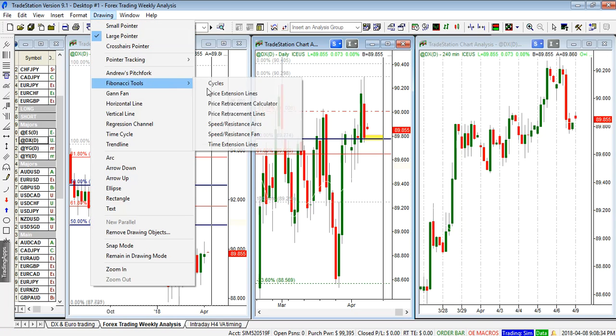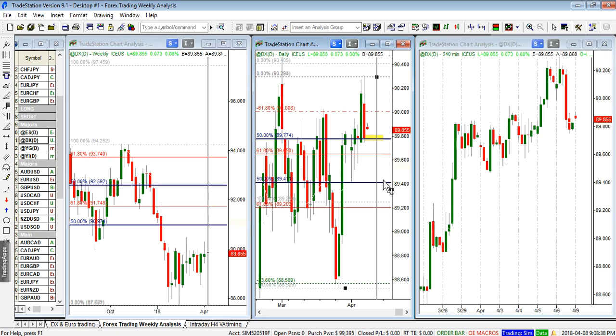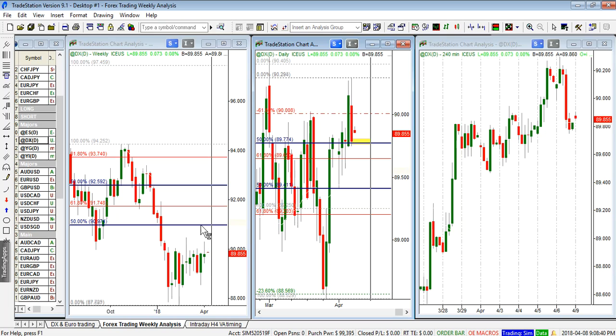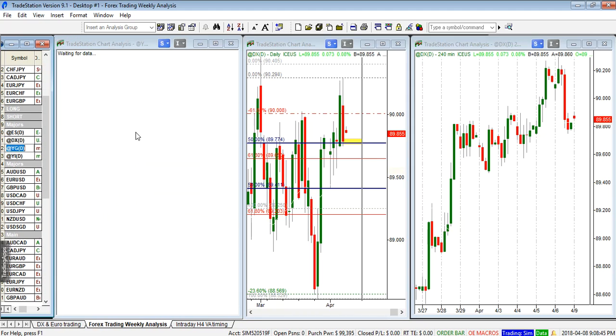If that does not happen, then we are going to look at a full 50% retrace here on the daily time frame. That's the 89.41.40 level. So we'll see what happens at the beginning of the week.